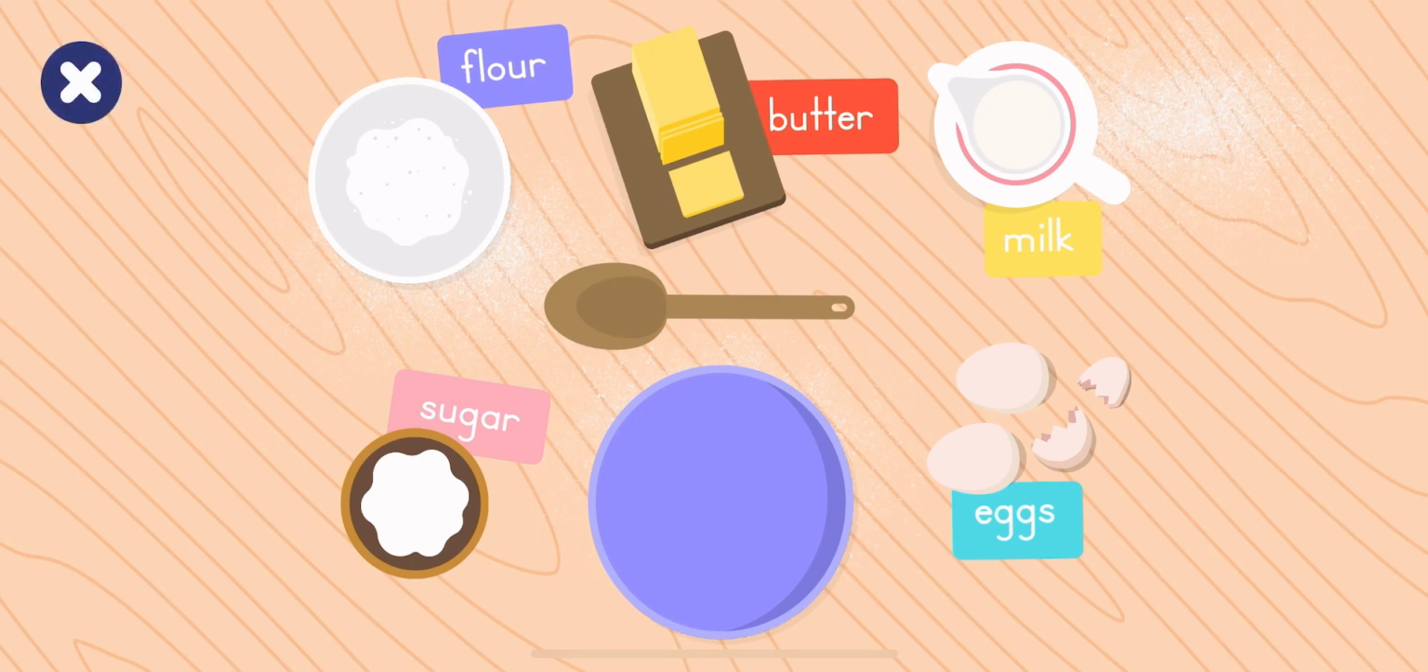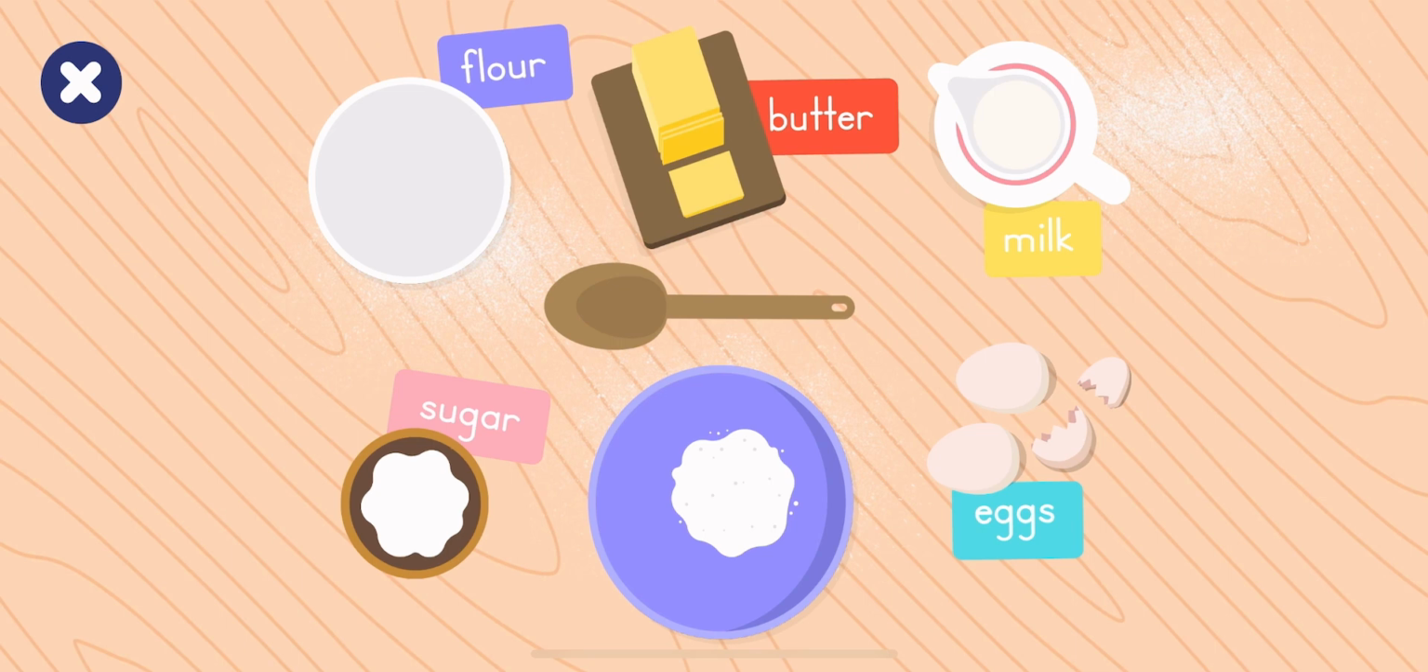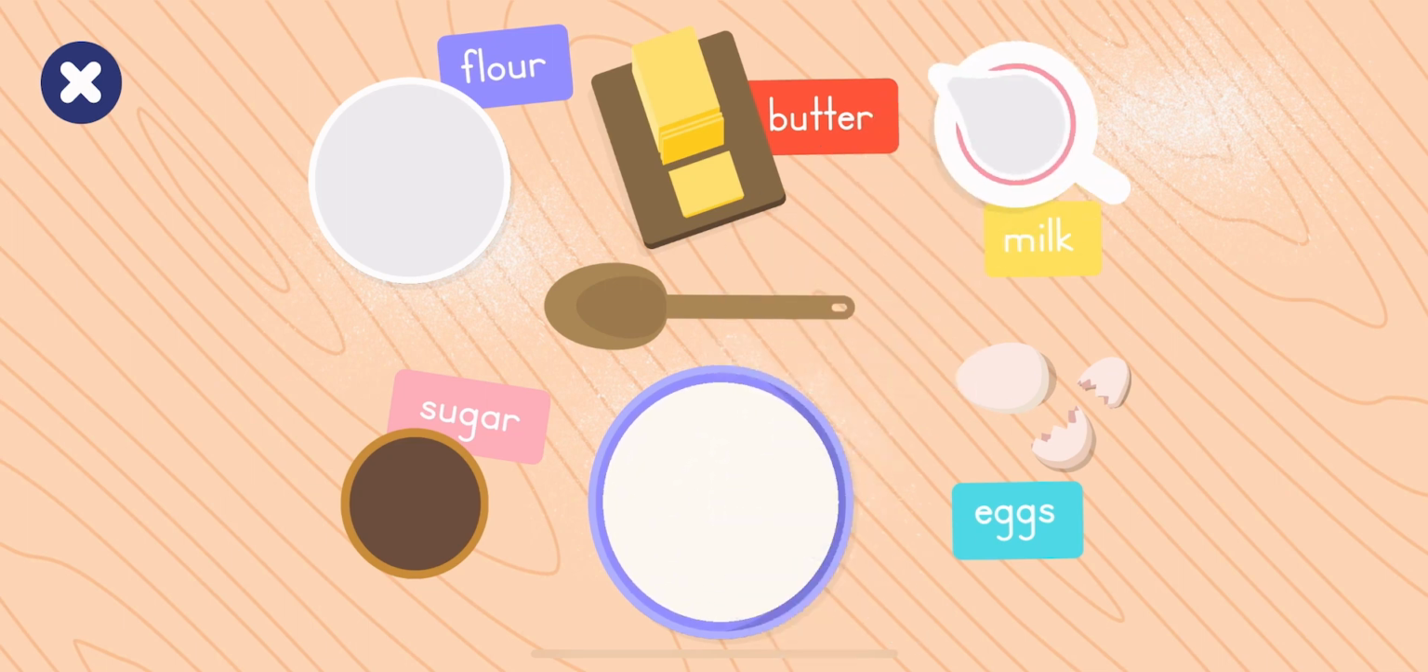Today is a special day. We are going to bake a delicious treat. Add the ingredients. Flour, sugar, egg, milk, butter. Mix all the ingredients with the spoon.